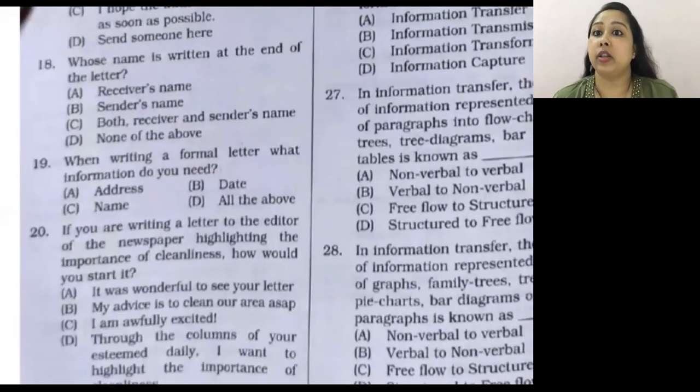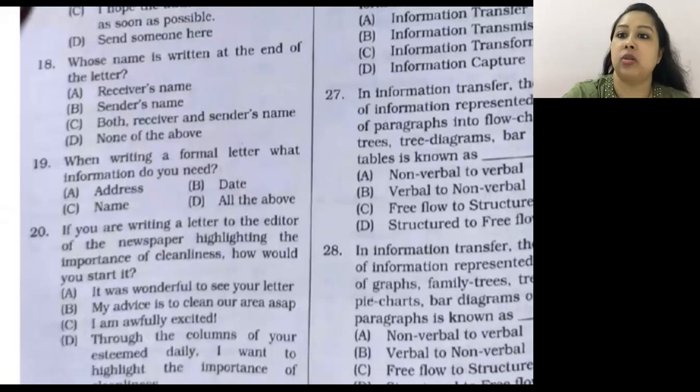Whose name do you write? You write sender's name. When writing a formal letter, what information do you need? You need all of the above. You need address, you need date, you need name. If you are writing a letter to the editor of a newspaper highlighting the importance of cleanliness, how would you start? Any formal letter to the editor should always begin with, through the columns of your esteemed daily, I would want to highlight so and so.